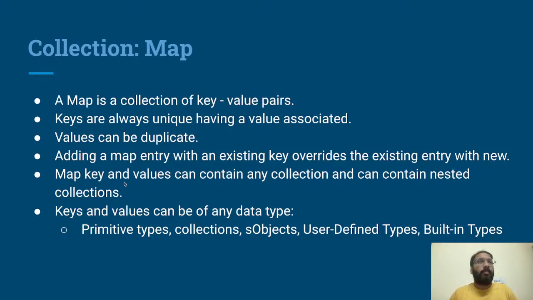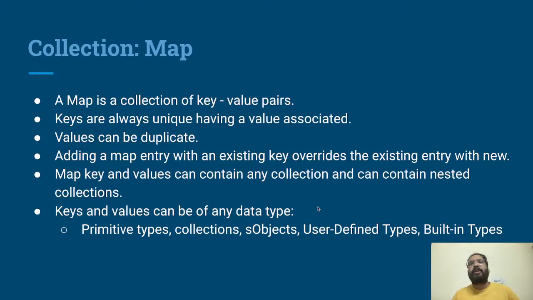Next, map key and value can contain any collection and can contain nested collections. We have two terms here, key and value, and for these we need to decide data types as well. Key and value can be of any data type. It can be primitive, collection, SObject, user-defined type or built-in type. Again, user-defined types and built-in types mean Apex classes, so Apex classes are also used as a data type. Any data type you can use as key and value.